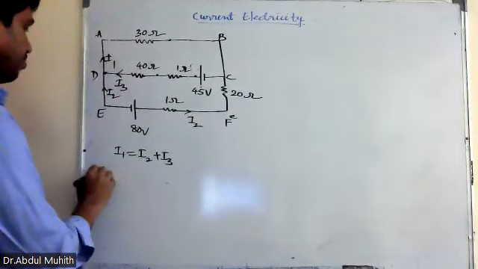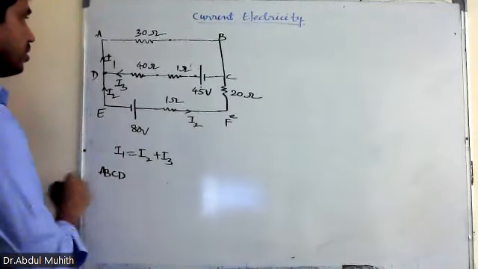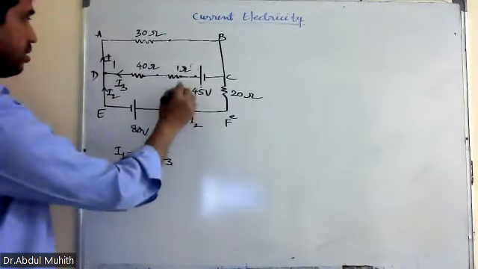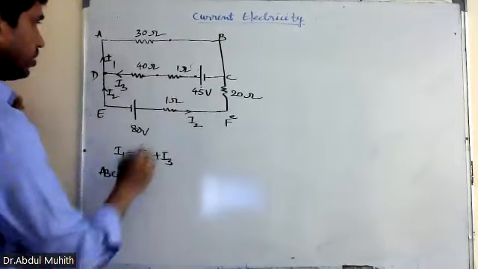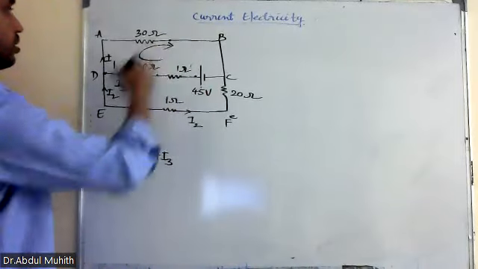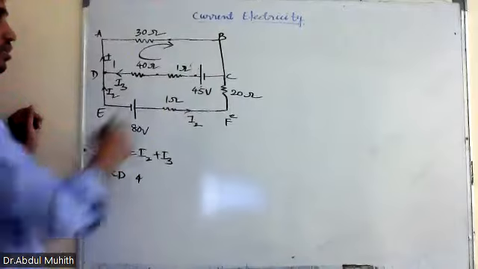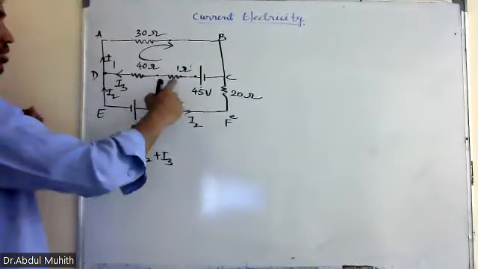Now we have A, B, C, and D. So in that case, what is happening? The cell, first we will take 45. First I will define the direction. This is the direction of the current. So this is positive. I have taken it in this way. So what will happen?